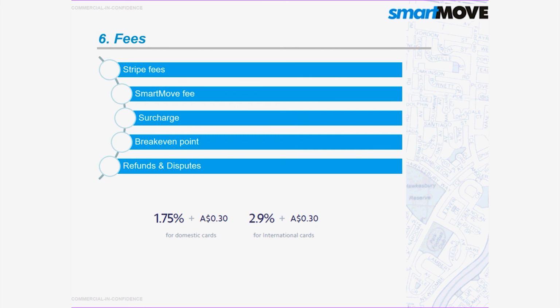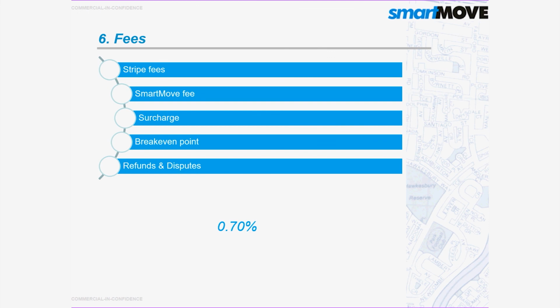Go on to fees. Now, for every successful payment using registered card or through the app, you will be charged a fee from Stripe, payment provider, and from us. So the Stripe fees are listed here. For Australian-issued credit cards, including American Express, Stripe charges 1.75% plus 30 cents for each transaction. In addition, SmartMove charges a teeny-weeny 0.7%.